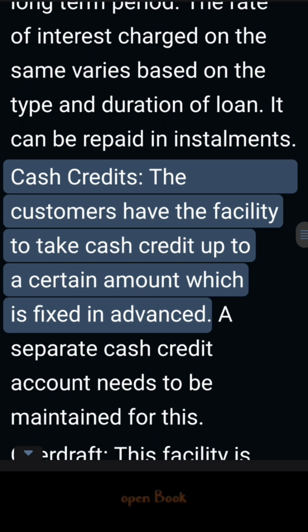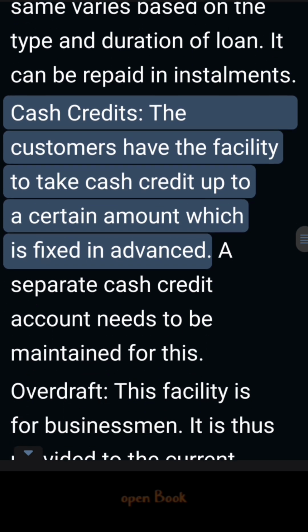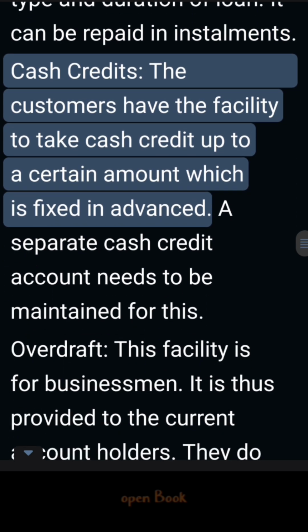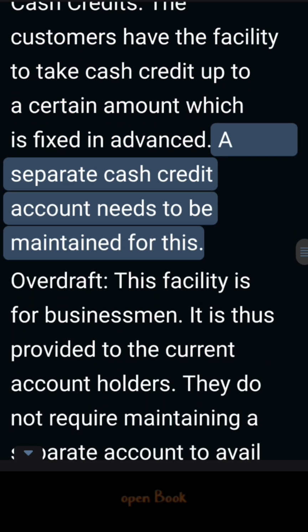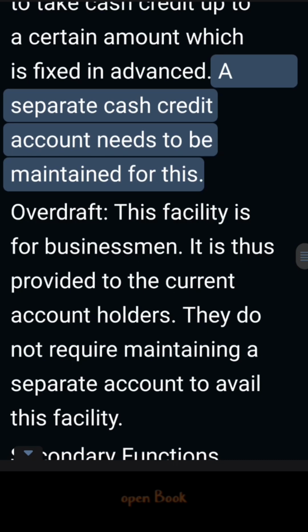Cash credits. The customers have the facility to take cash credit up to a certain amount which is fixed in advance. A separate cash credit account needs to be maintained for this.